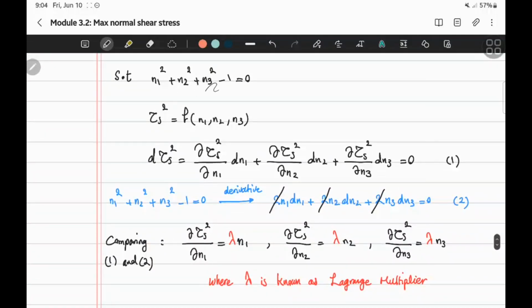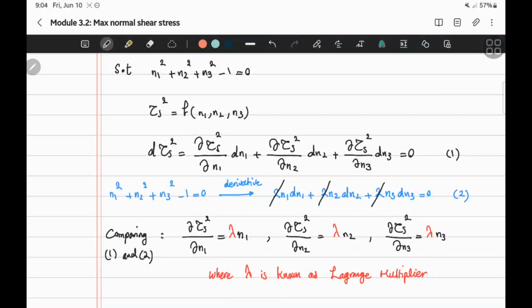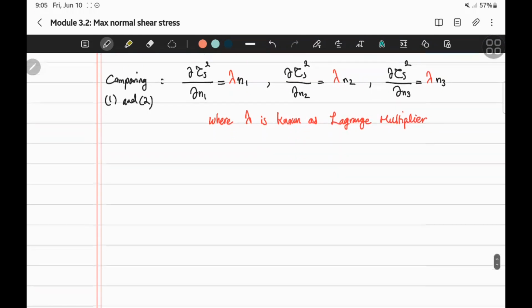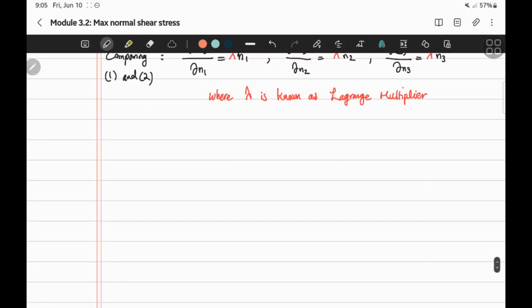Here we had n1, n2, and n3 as unknowns, and here we also introduce a Lagrange multiplier like lambda, which is also unknown. So here we are increasing the number of unknowns by 1, and basically then we solve for n1, n2, and n3 as well as lambda. And this value of lambda does not affect our final solution, and this is the beauty of the Lagrange multiplier approach.